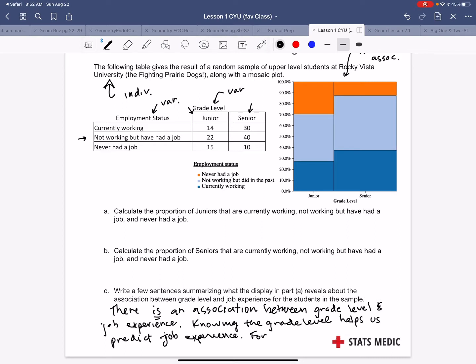For example, as I said a minute ago, a senior versus a junior is more likely to be currently working, orange, or excuse me, blue. The senior is more likely to be currently working.